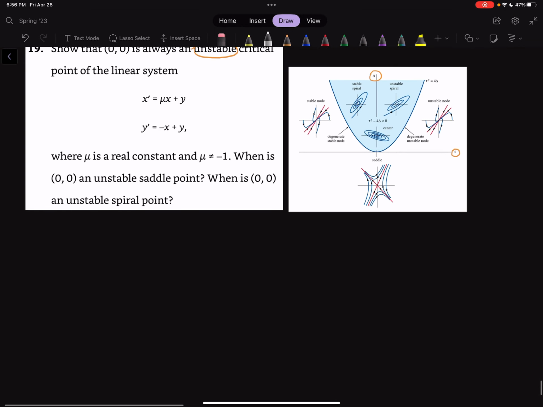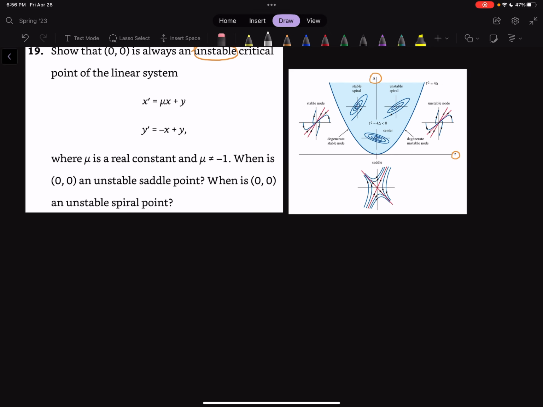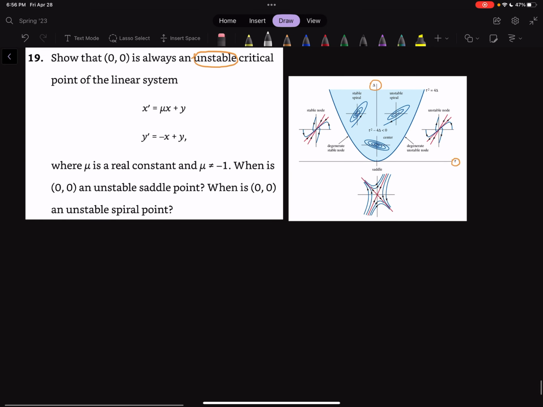So what we're going to do now is we're going to rewrite this system in matrix form. So that's going to be x prime, y prime. Here we're going to have our matrix brackets. And this is equal to what? It's equal to mu and 1, and minus 1 and 1, all multiplied by the vector x, y, right here.